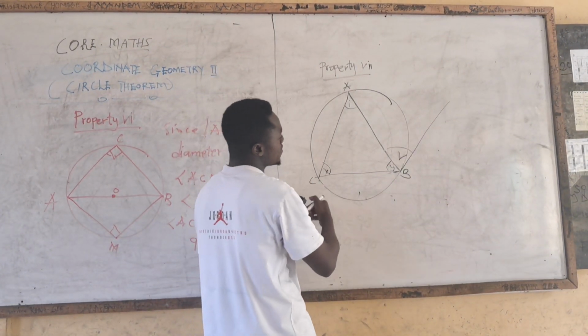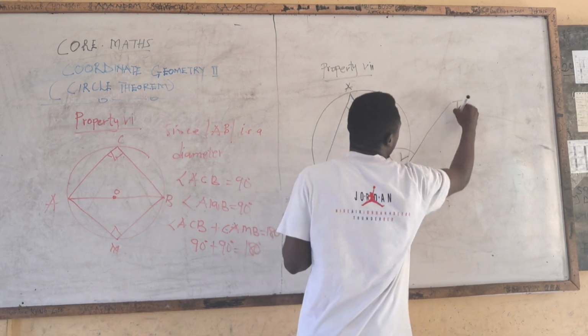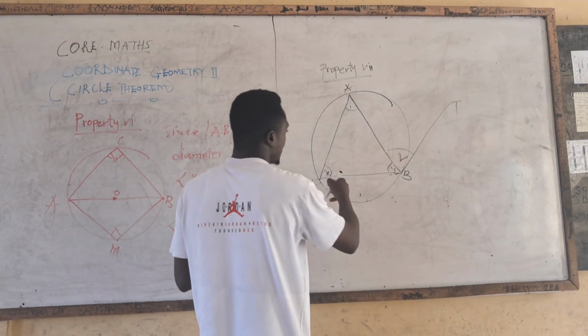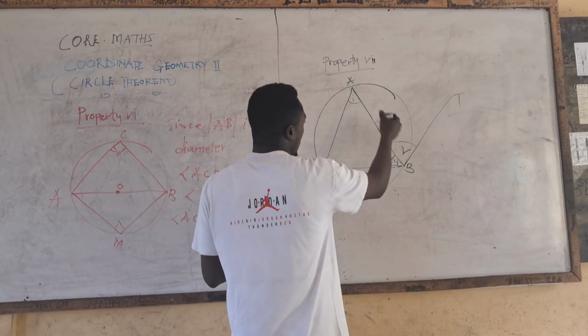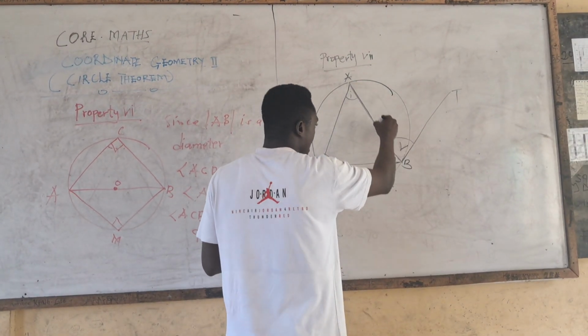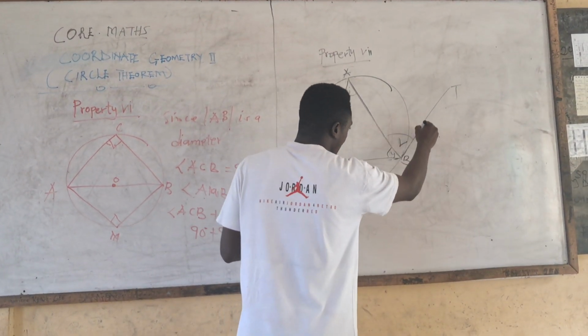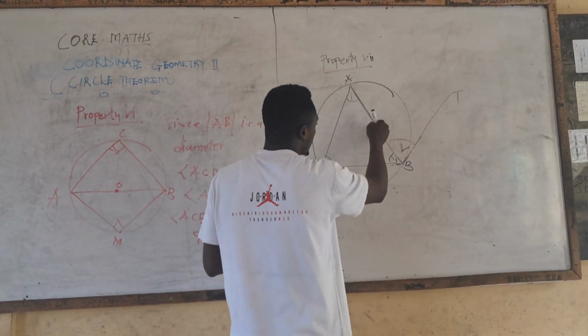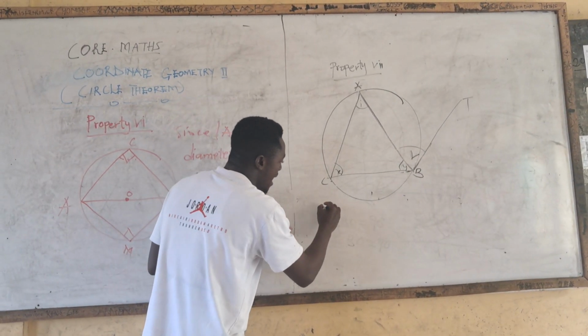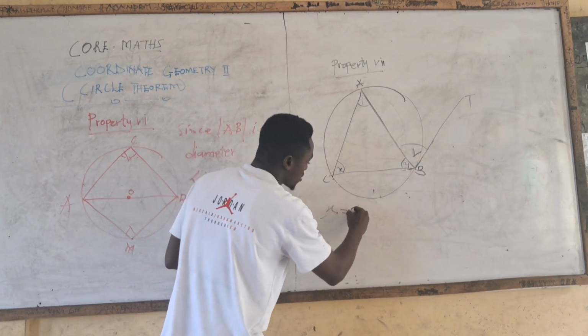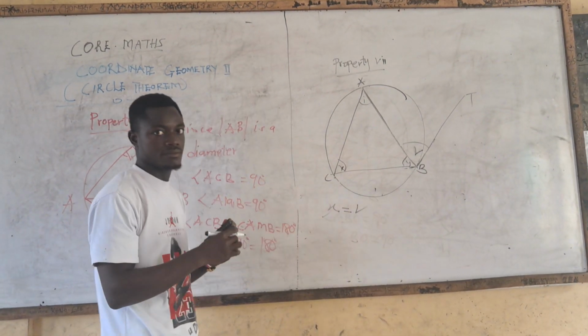So therefore we can conclude, let's say this one is T, because it's a tangent. This is the chord that is forming an angle V with the tangent, and this same chord is also sustaining an angle at the opposite segment. Therefore, we can say that angle X is equal to angle V.